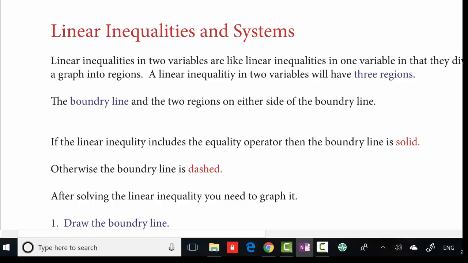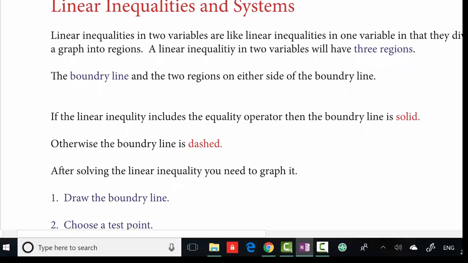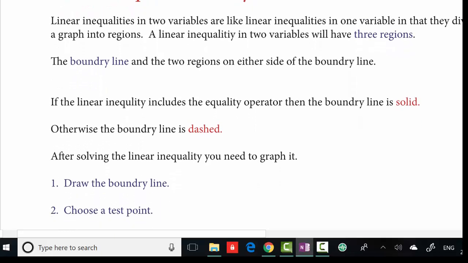So a boundary line will separate the regions of a graph of a linear inequality in one variable into two regions. Now, if the linear inequality has an equality component, then this boundary line that's separating the graph into two regions is solid. But if there is no equality component, you must put a dashed boundary line.